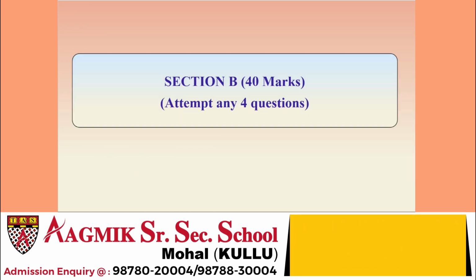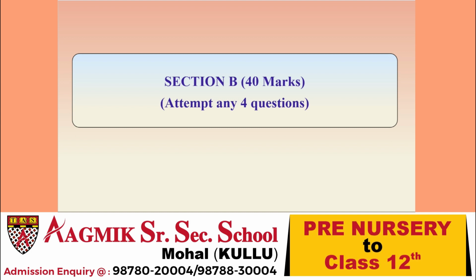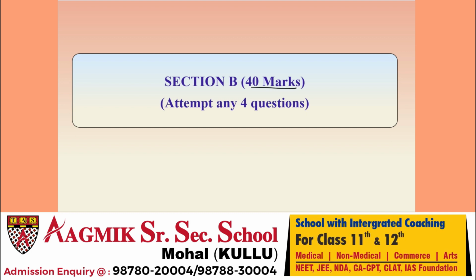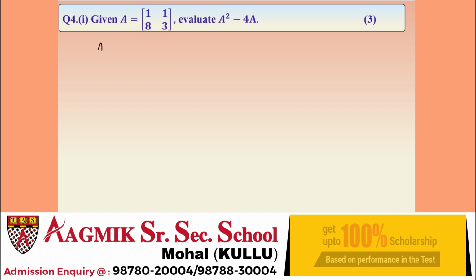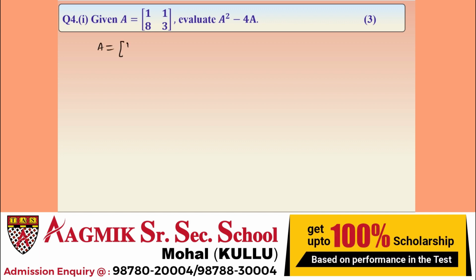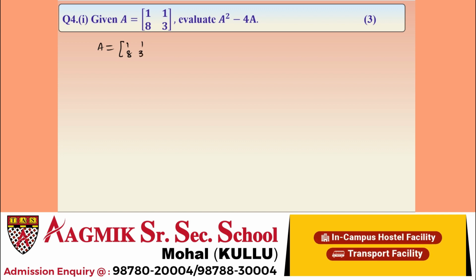Now we come to section B. Section B is of 40 marks, in which you have to attempt any 4 questions. Now question number 4, part 1 here is, we have matrix A to be 1 1 8 3. We need to find A square minus 4A.